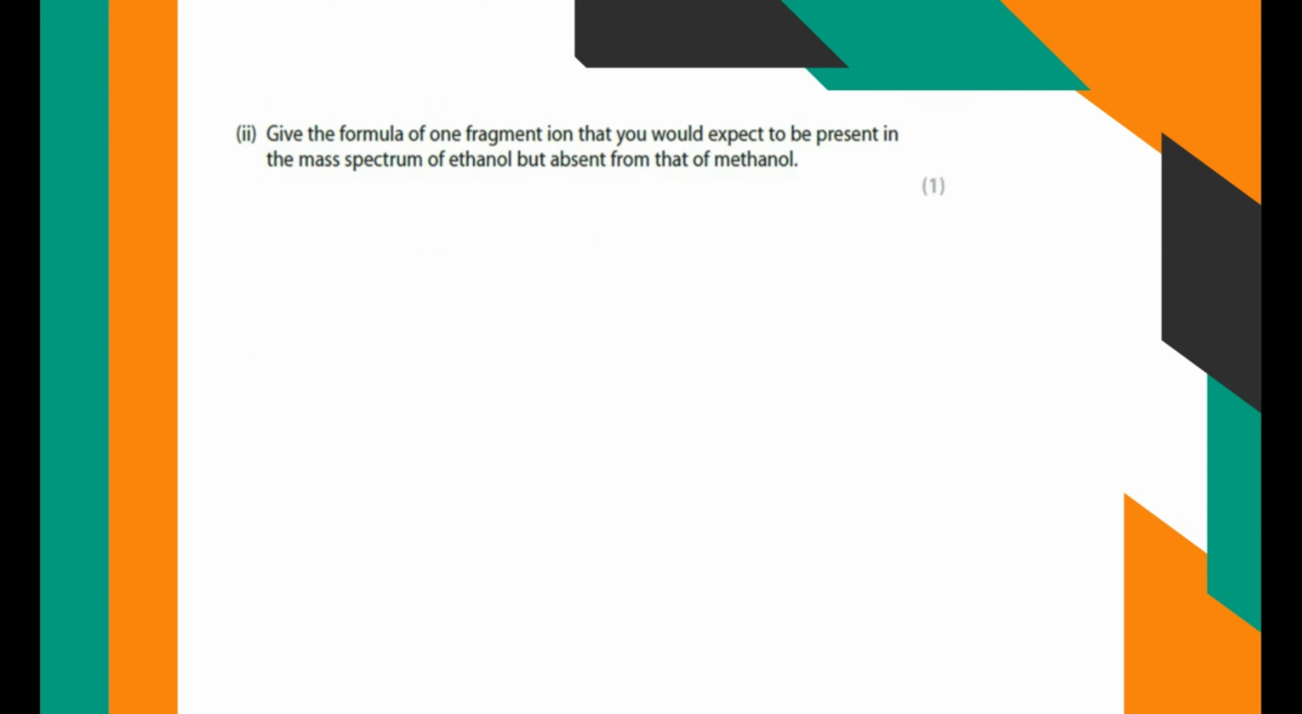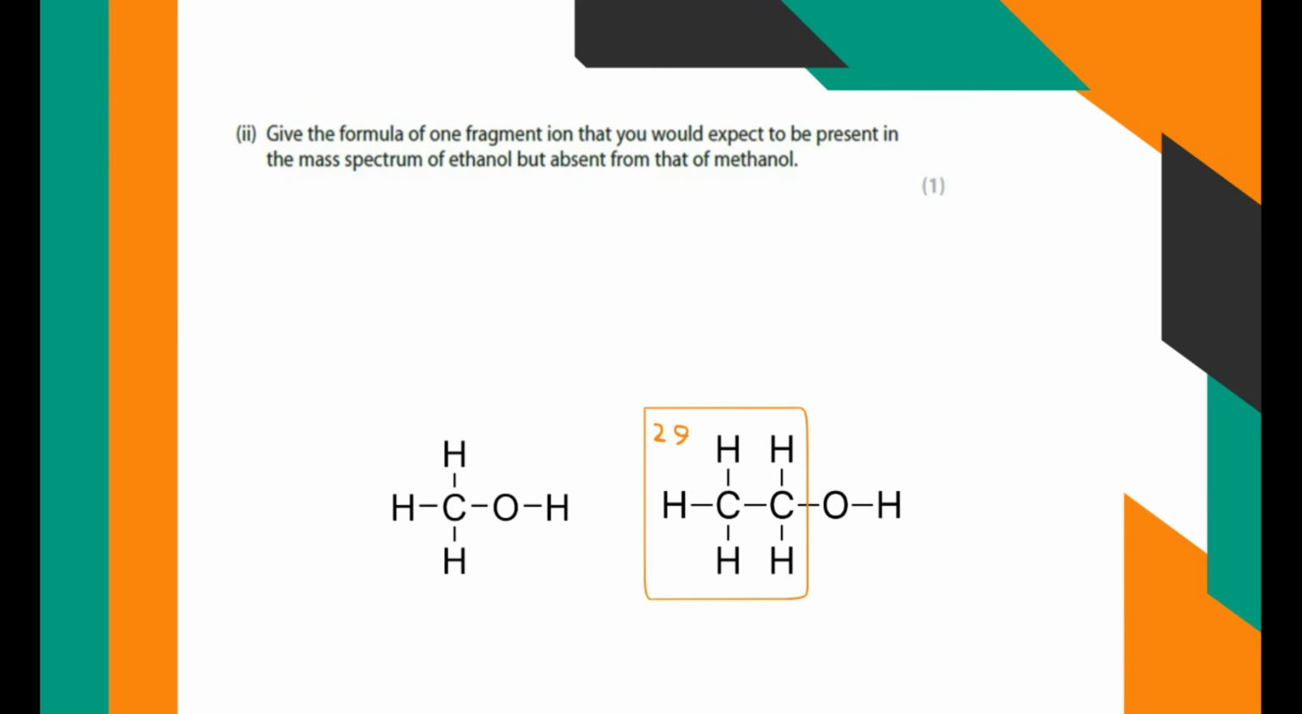Give the formula of 1 fragment ion that you would expect to be present in the mass spectrum of ethanol but absent from that of methanol. So again, draw out ethanol and methanol, compare and see what fragment is possible in ethanol that's not possible in methanol. Since ethanol has 2 carbons and methanol has 1, a fragment that contains 2 carbons will only show for ethanol. So as you can see, C2H5+ can be made from ethanol but not methanol. Again, don't forget the charge.